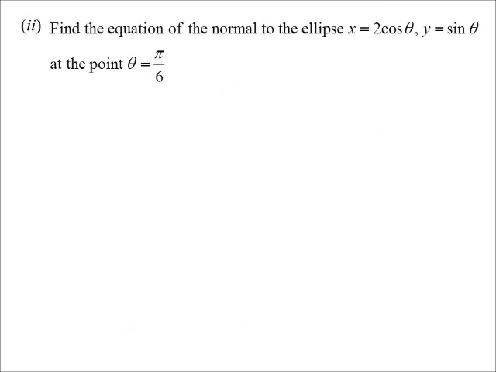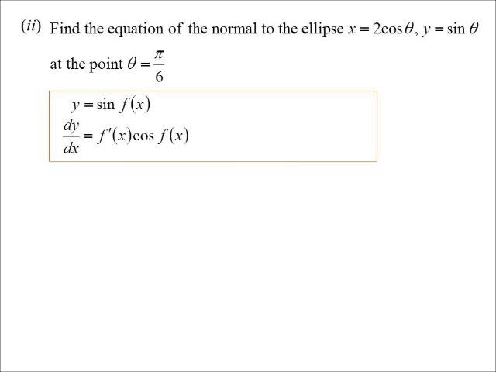Let's do this one. It's in parametric form. So they're telling us the parameters of our ellipse is 2 cos theta and sine theta. And we're going to do it at the point where theta is pi on 6. Now, just a quick reminder, because I'm going to have to differentiate some trig here to do this. Differentiate sine, remember, we get cosine. Differentiate cosine, we get negative sine.